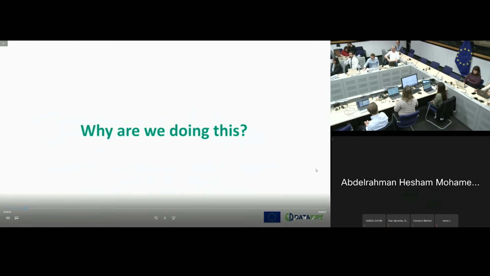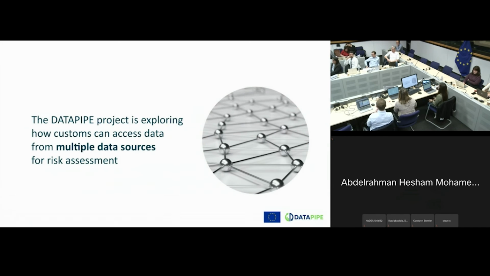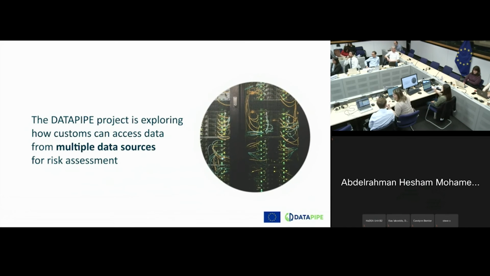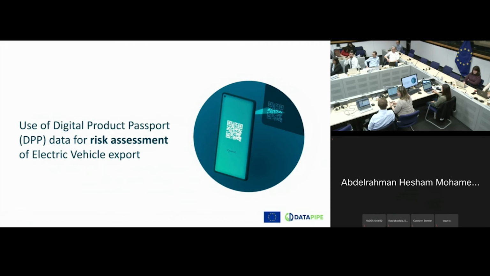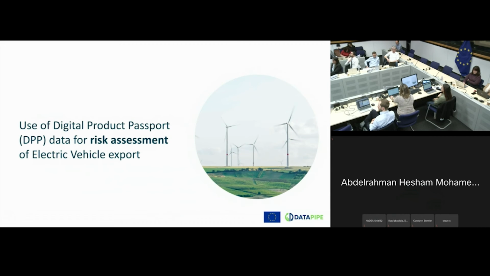First, a few words about the DataPipe project. In DataPipe, we explore how authorities can access and use external business data sources for various purposes. The challenge is that this data is stored in the digital infrastructures of different businesses. In this imaginary scenario, we explore how digital product passport or DPP information could be used in customs risk analysis. For example, to address environmental concerns.